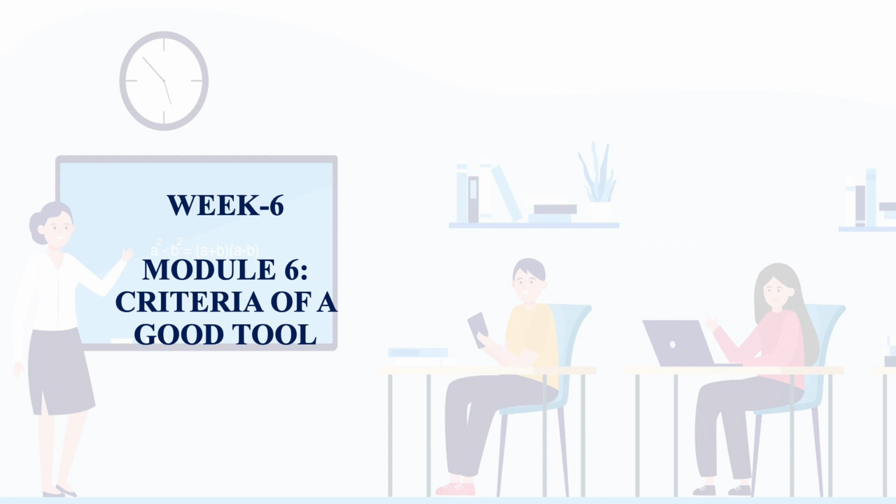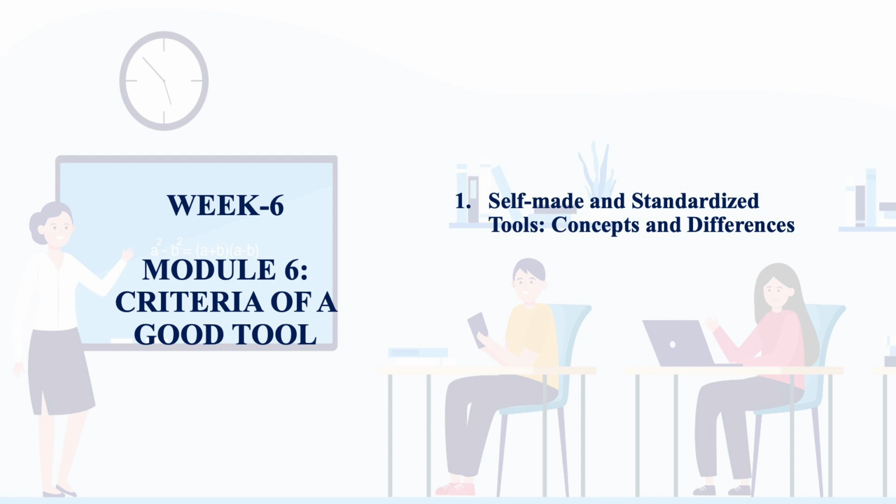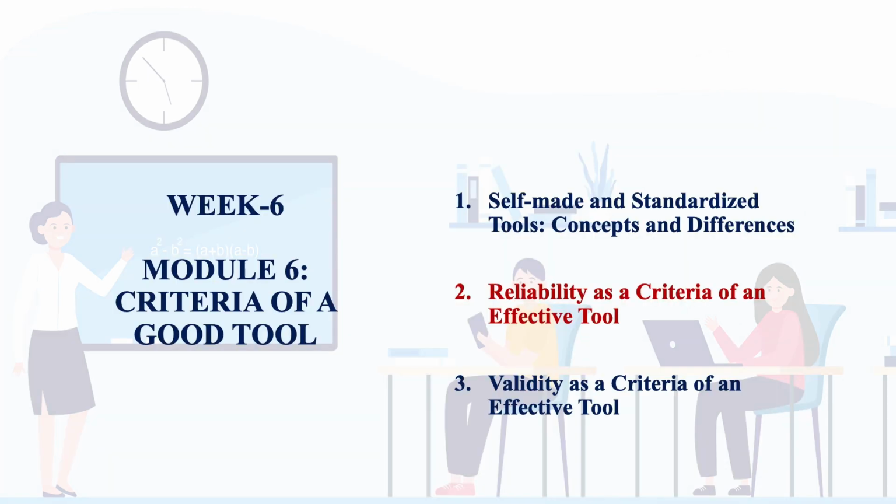First is self-made and standardized tool, its concept and differences, which we have already discussed in our previous content point. The present video lesson is reliability as a criteria of an effective tool. Here we will be discussing the concept of reliability, and how reliability is a criteria of an effective tool. Another video lesson of this 6th module is validity as a criteria of an effective tool. So these are two technical words, reliability and validity.